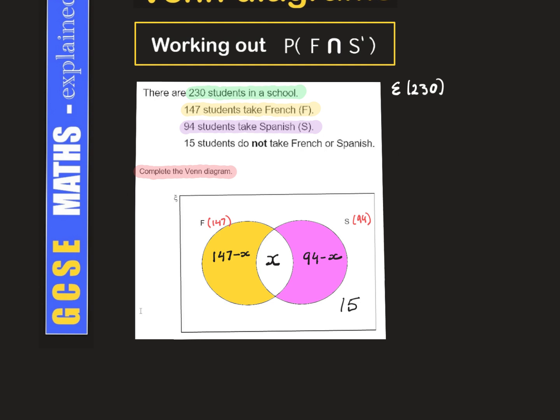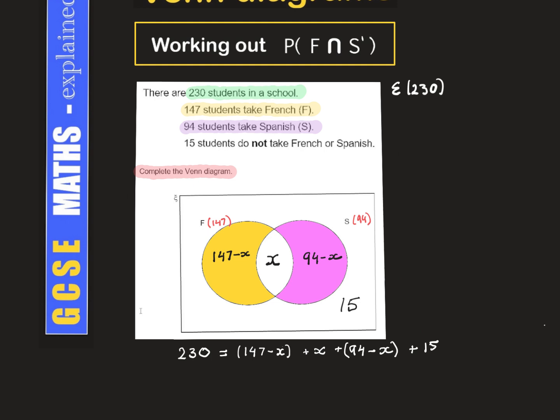We can work this out algebraically by adding every single section together. We know that there are 230 students altogether. Section 1 is this one here, 147 minus X, so we will write 147 minus X. Then we'll add the intersection, which is just X. Then we'll add that section here, which is in purple. And lastly, we'll add the 15 students who did not take French or Spanish.